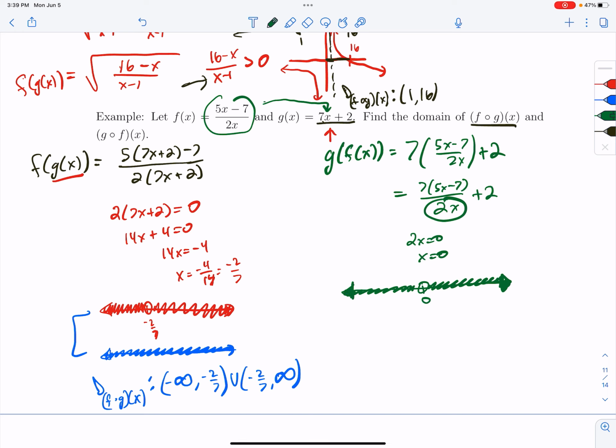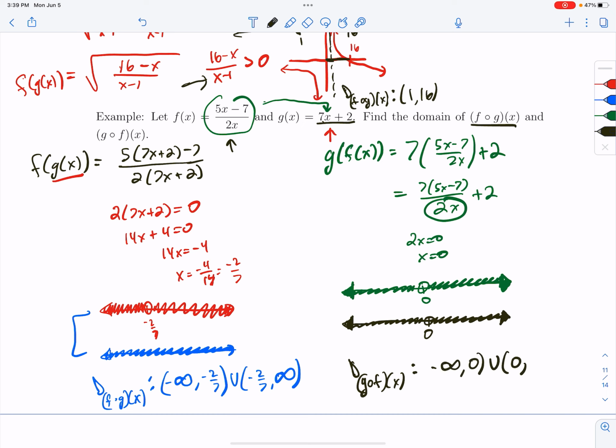Okay. And then the input function was f of x. And looking at that input function, I have the same thing. That function is defined everywhere except when x is 0. That's the only thing that's going to make the denominator 0. So we have an open circle here. And then, okay, so those two number lines are the exact same. So the intersection should be pretty obvious. So the domain here of g circle f of x is going to be negative infinity to 0, union 0 to infinity.